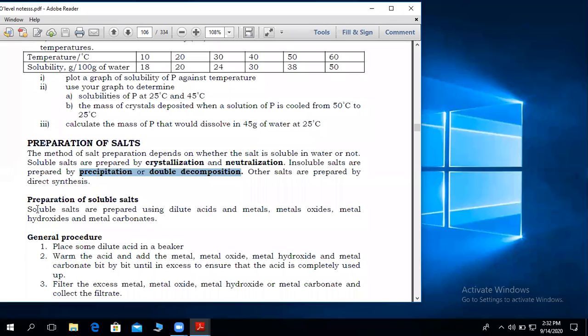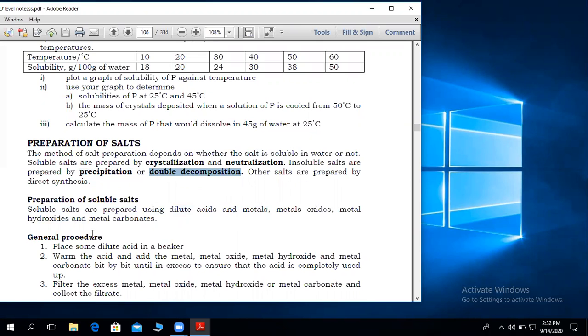Preparation of soluble salts. Soluble salts are prepared using dilute acid, acids and metals, or metal oxides, or metal hydroxides, or metal carbonates. What you need to know for today is that we prepare salts depending on whether they are soluble or insoluble in water. Common question: insoluble salts are prepared by precipitation, and another name for precipitation is double decomposition.